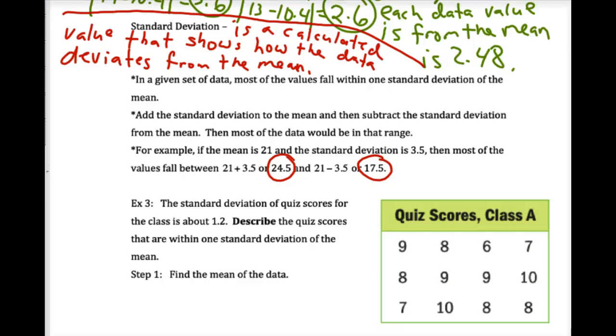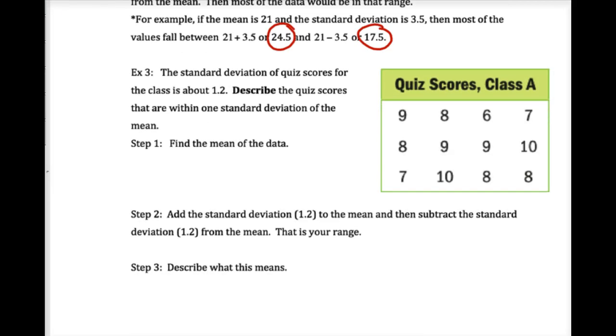Let's do one now. The standard deviation of quiz scores for the class is about 1.2. Everybody circle the 1.2. They have given you the standard deviation. Describe the quiz scores that are within one standard deviation of the mean. Step 1, find the mean of the data. Must have been a 10-point quiz or something like that. Find the average quiz score.